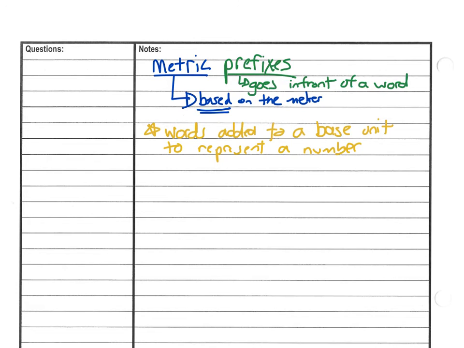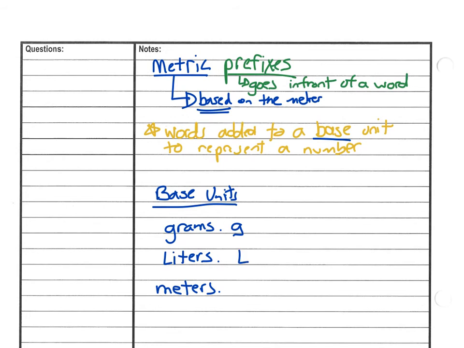So let's talk first about these base units, and we'll make a list right over here of some base units. And they include things like grams, liters, and meters. There's others too that we might be using, but these are the ones we're going to come across the most often to begin with. Grams are a lowercase g, liters are a capital L, and meters are an M.